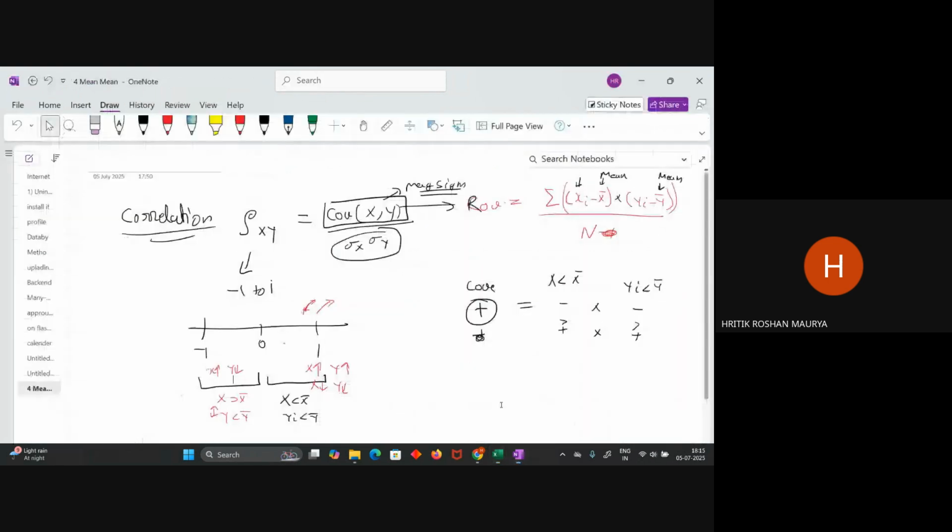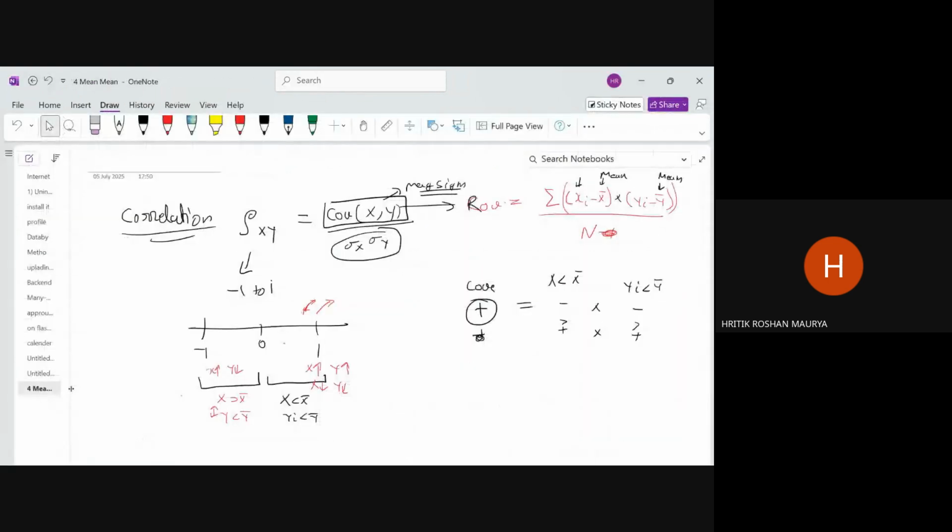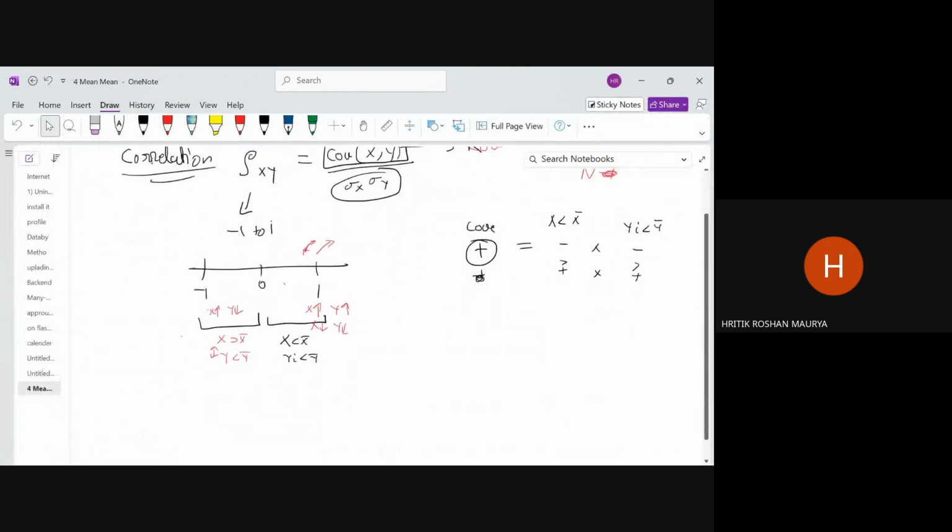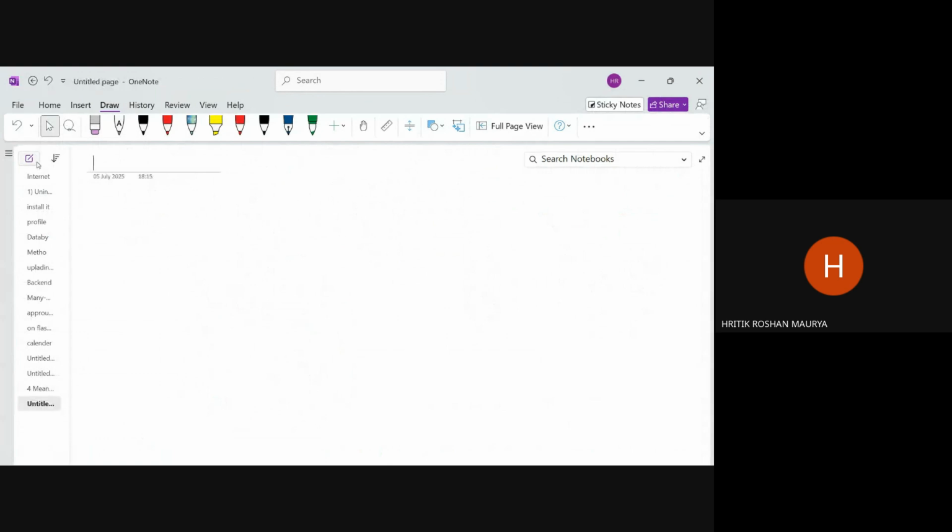Now the next important thing is linear regression, and p-values regression is there.